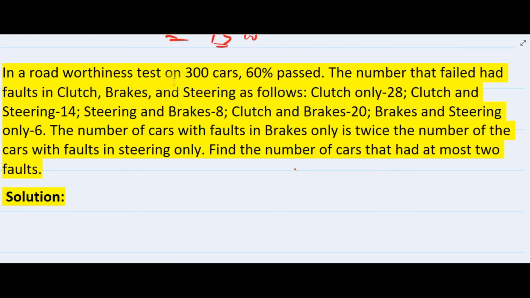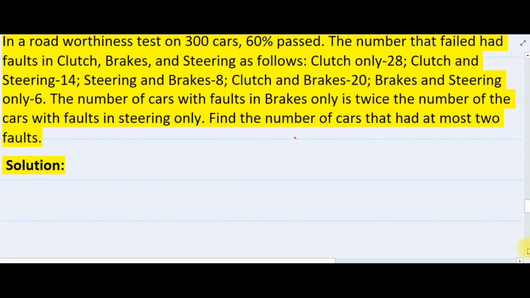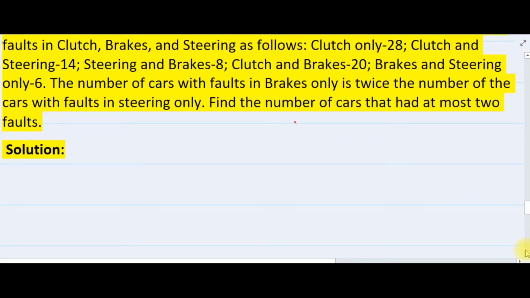A roadworthiness test on 300 cars, 60% pass. The number that fail on clutch, brakes, and steering is as follows. Clutch only is 28. Clutch and steering 14. Steering and brakes 8. Clutch and brakes 20. Brakes and steering only. So let's draw a Venn diagram for that.